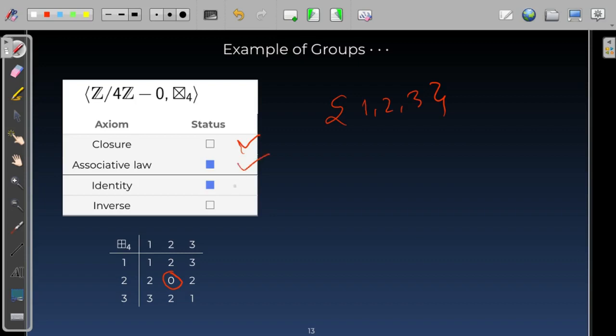The associative law is going to be satisfied. The identity element is again 1. But closure is not there, and in a similar manner inverse is not there. For 2 there is no inverse. You are not getting the identity element anywhere in this row. So this is not a group.